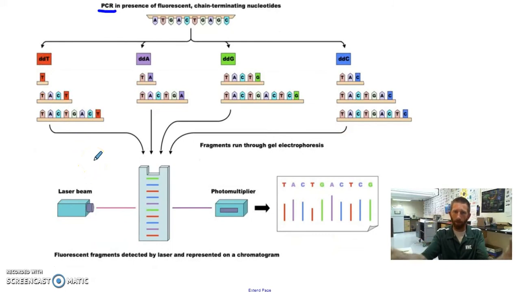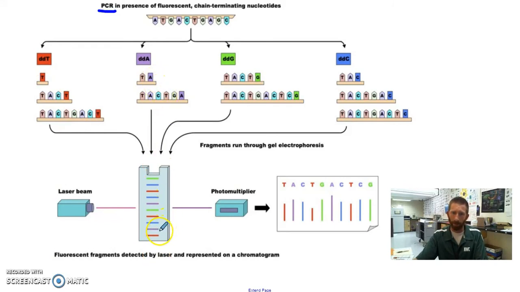So then we take all of those and we put them into a gel. Here's our little well. And so this is gel electrophoresis. We can see that the one with the T chain terminating nucleotide is the smallest because it only has one. And so that's going to run through the gel the fastest. So that's going to be down here.